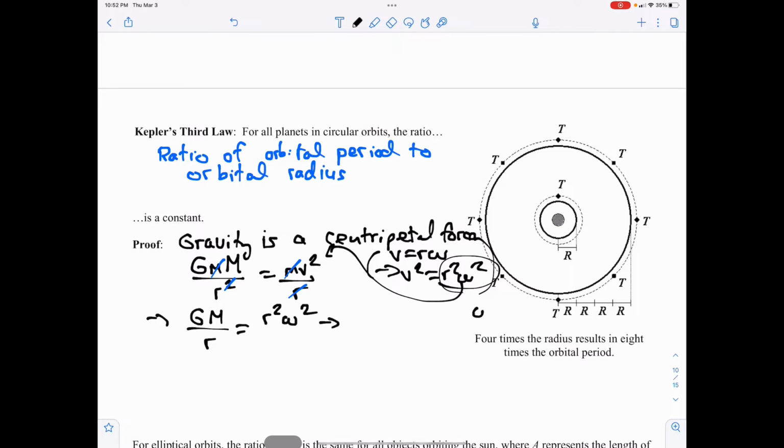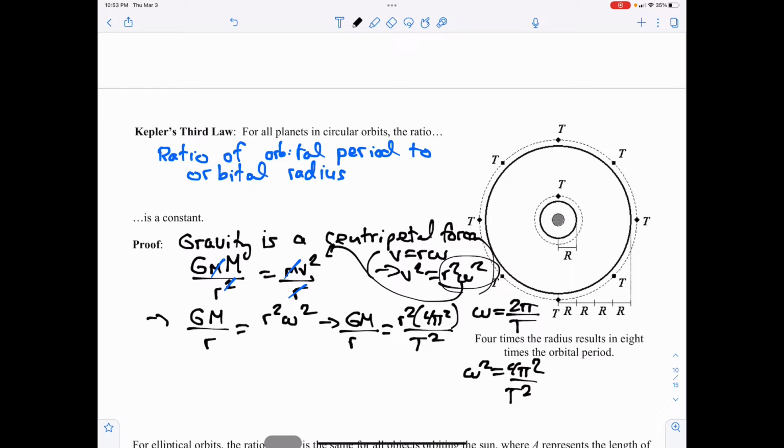Recall that omega is equal to 2 pi over the period. Therefore, omega squared would be 4 pi squared over T squared. So I get Gm over r squared equals r times 4 pi squared over T squared.